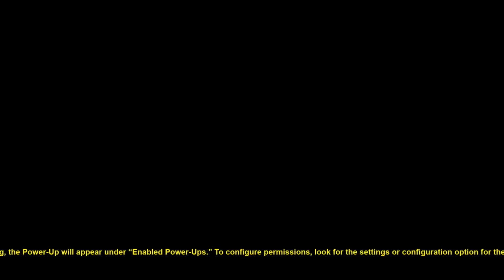To configure permissions, look for the Settings or Configure option. Click on the Settings icon to open the configuration panel. Review the permissions requested by the Power-Up. These permissions can include access to card data, board details, or member information. If you agree with the permissions, click on the Authorize button.